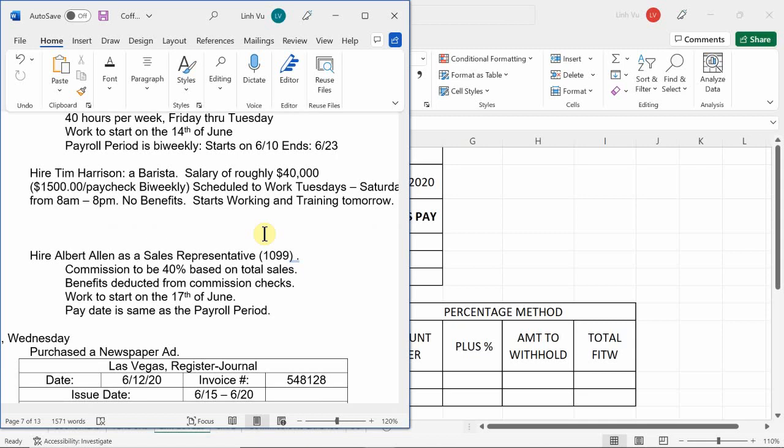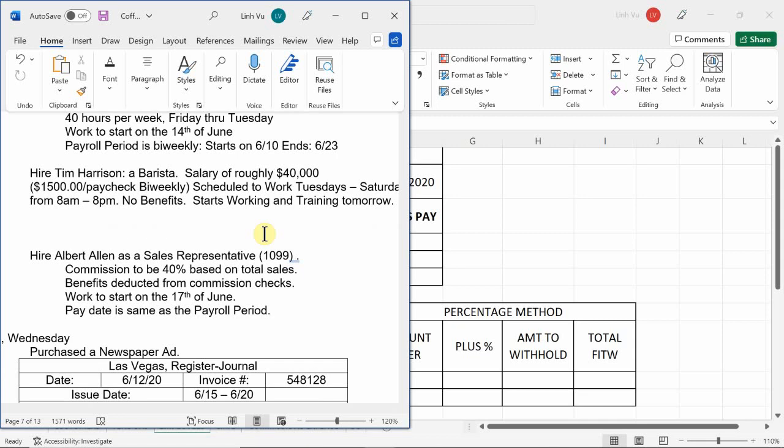At least so we know he gets paid when the other two get paid. Yes, but in this case, he gets paid the same as everybody else, the same payroll period. That means if Friday, June 28 is going to be payday for everybody, he's also going to get paid the same day. Now, is Albert Allen an employee?